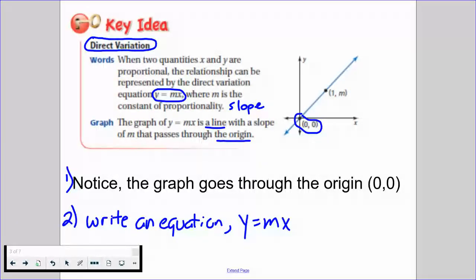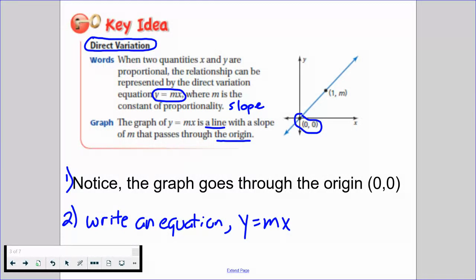If we're able to write an equation y is equal to mx, then we're also going to be able to graph this linear equation. And we'll get to that a little bit later, but I want you just to be aware that any line that we see, we can write an equation for that line. And specifically, when it comes to direct variation, it has a special equation, y is equal to mx.